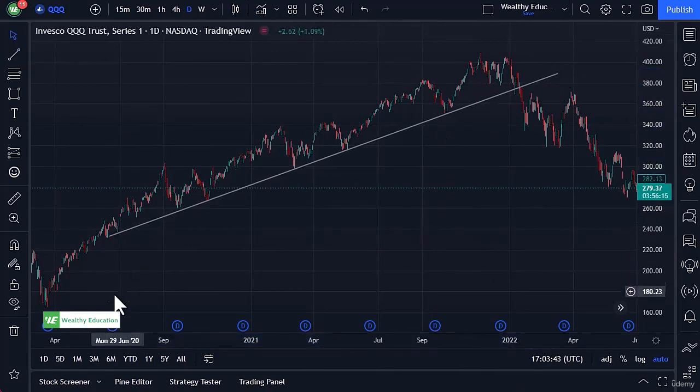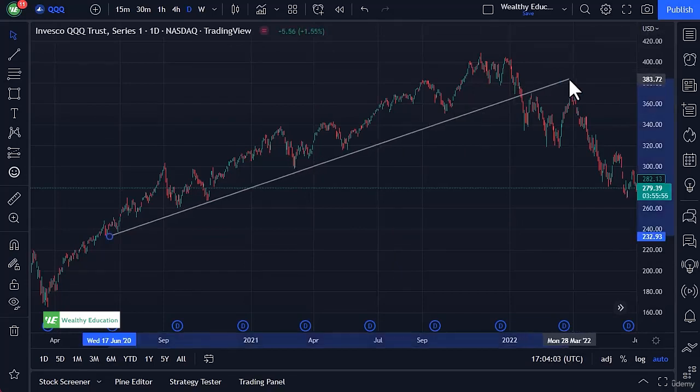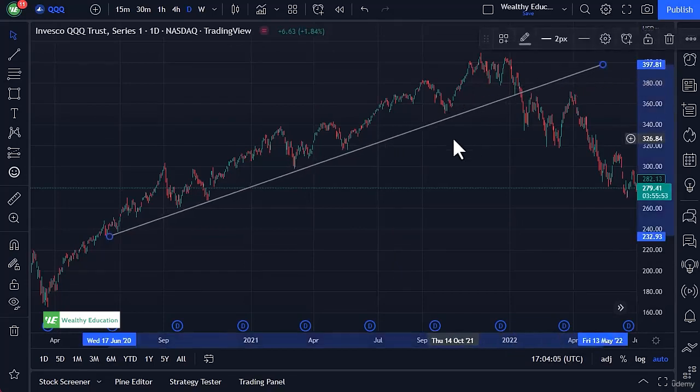So for example, take a look at that. This is the Qs, and this goes back 2 years. Every time we touch this trend line, we bounced. So traders will use it as an entry tool. Sometimes they'll use it as a tool to add to an already existing position. And they quite often will use it as a tool to determine when the trend is over.